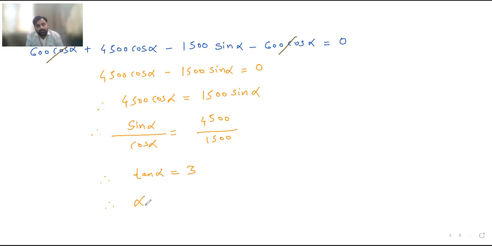So alpha is equal to tan inverse 3. How much? 71.56. So the value of alpha is 71.56 degree. This is your final answer.